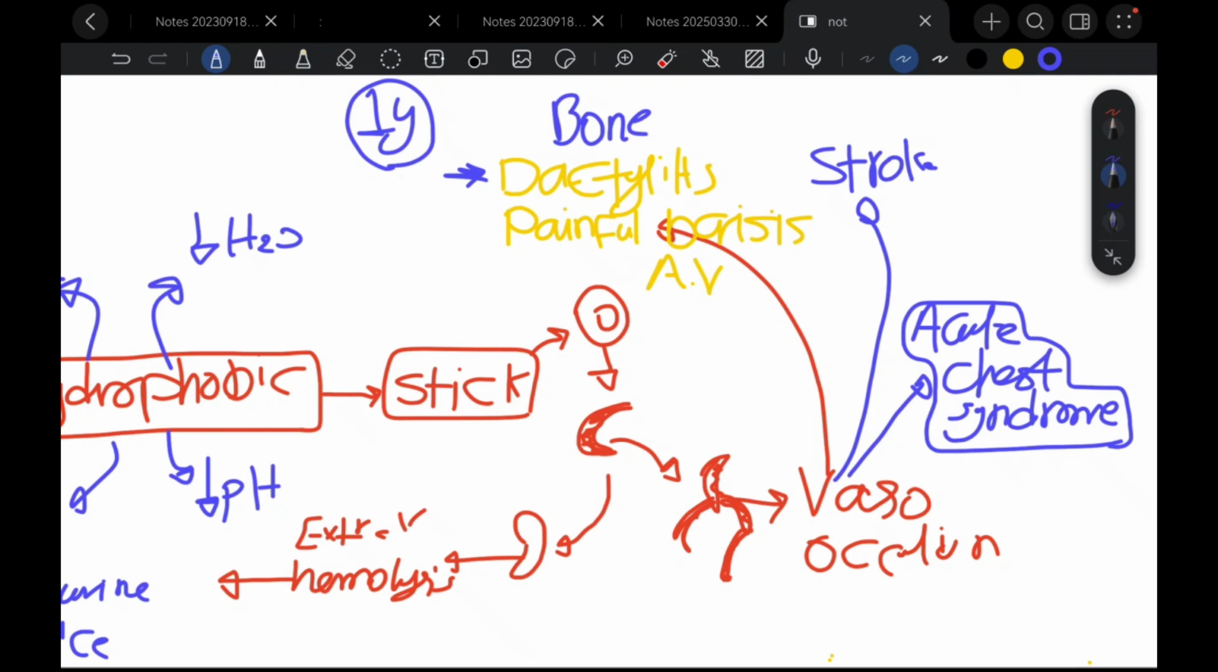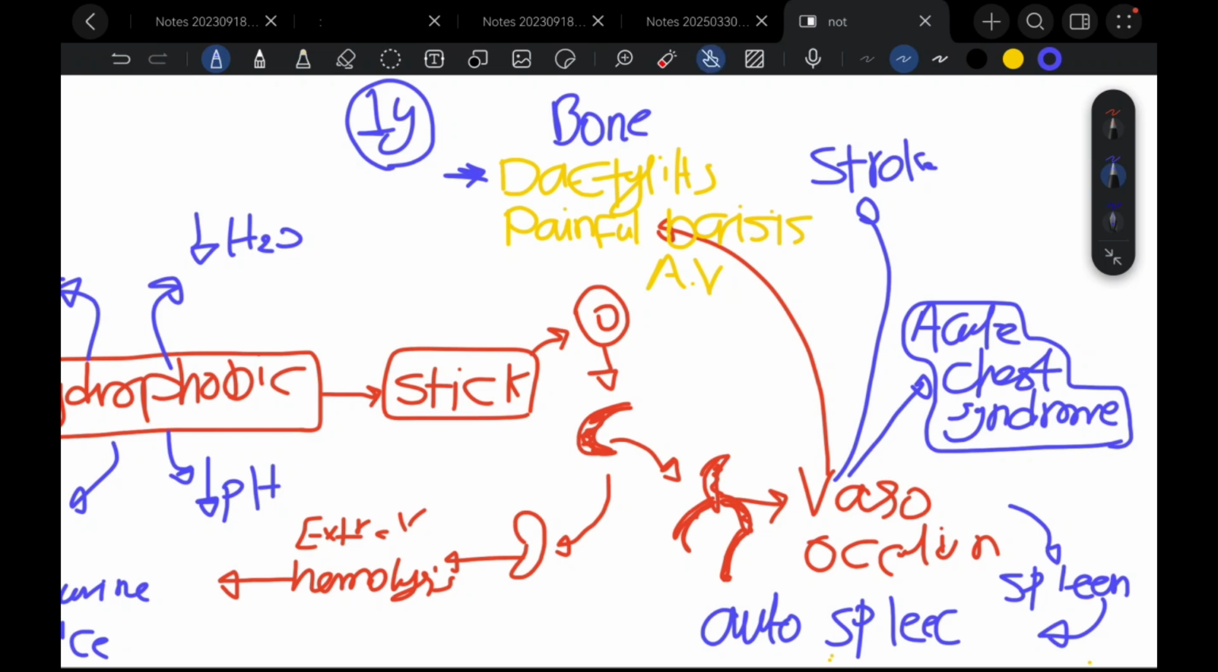And it also can go to the spleen. In this case, it will lead to something called autosplenectomy. So here, the repeated vasoocclusion of the spleen will make it atrophied, and it will lead to autosplenectomy, so we will kill our own spleen.